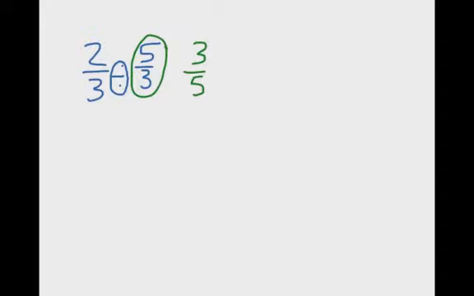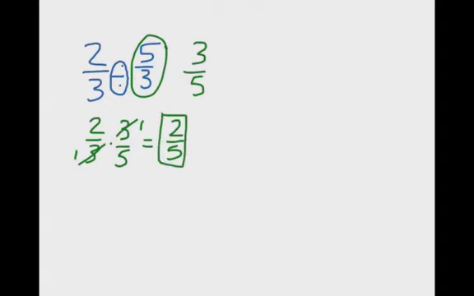So instead of 5 being on top, the 5 is on the bottom, and then the 3 switches from the bottom to the top, and then we multiply. So we have 2/3 times 3/5. And if we remember, we simplify first, so our 3's cancel out. Then we multiply straight across. Both of these 3's became a 1, so 2 times 1 is 2, and 1 times 5 is 5. So when we see two fractions being divided, we multiply by the reciprocal.